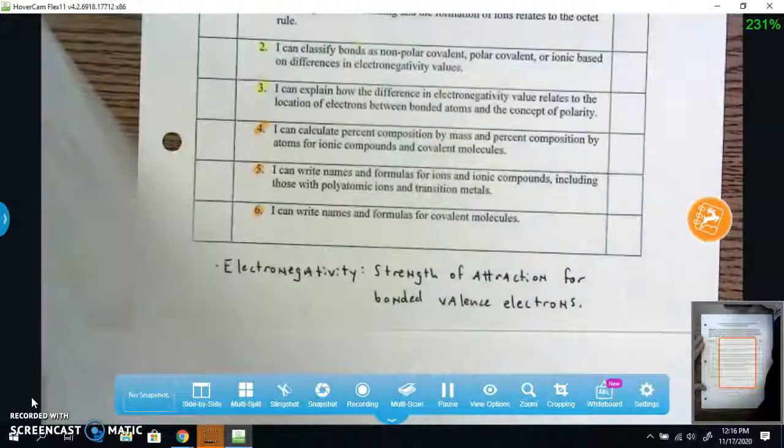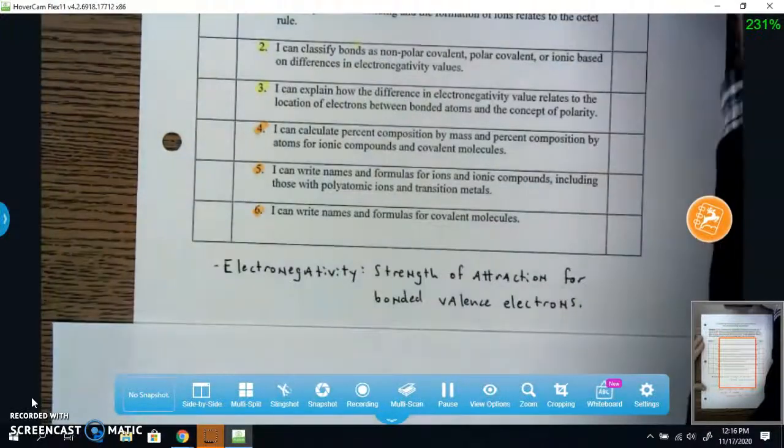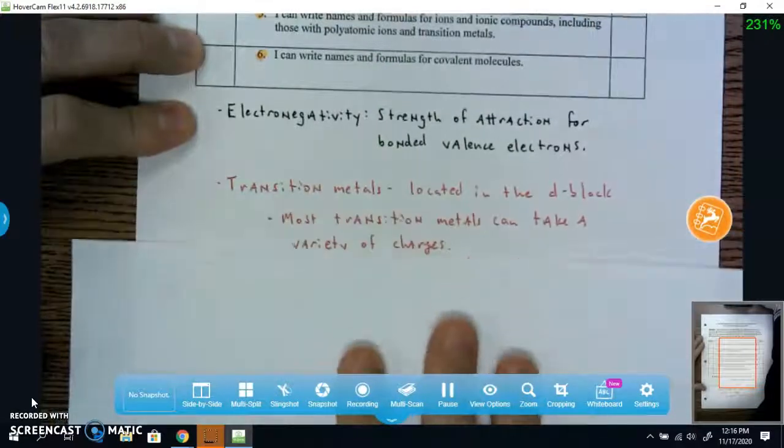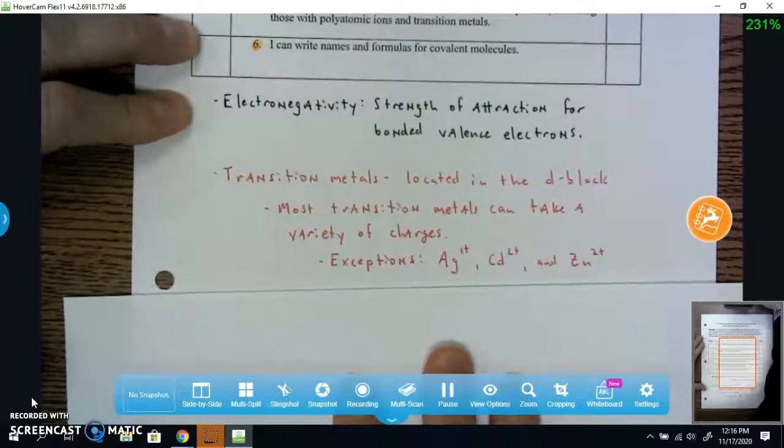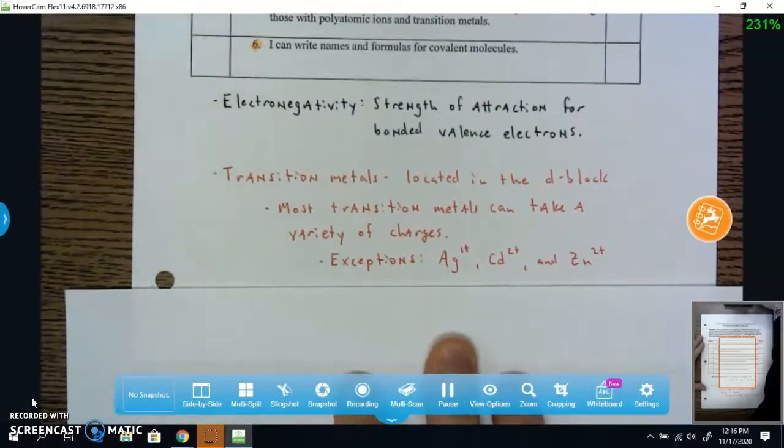Okay. Next note that you take on your pre-post learning concept check is about transition metals. Okay, so copy that down, hit pause, and when you're ready, hit play. So transition metals, remember, they're located in the D block of the periodic table, and I'll show you where that is in just a second.